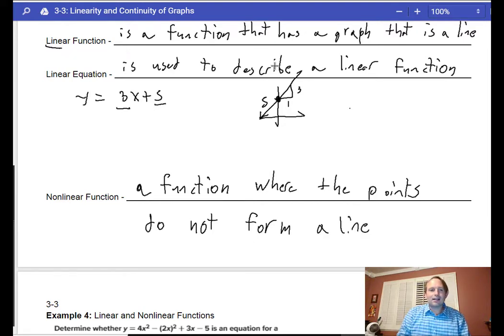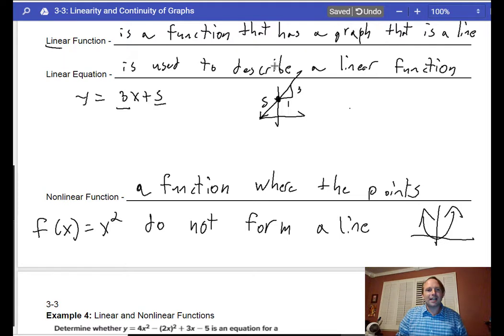Now I like using this one. f of x is equal to x squared. That looks like this. A parabola. I like parabolas. Put your hands in the air as if you don't care and say parabola. Let's go on.